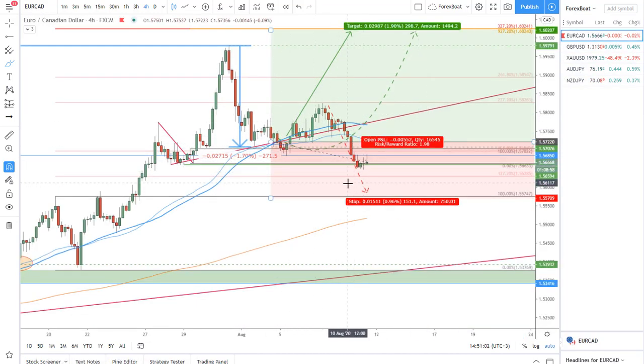And finally, the Euro Canadian dollar. This idea was invalidated because we had a stop loss at the break even. So zero risk here due to this rejection, as I have mentioned. And from what it seems, guys, we had pound Canadian, which broke to the downside, and we had Euro Canadian, which rejected the resistance. This brings me to the conclusion that the Canadian dollar is getting strong, and we will be trying to find an idea tomorrow on the Canadian dollar. So for now, it looks like the Canadian dollar is outperforming other fiat currencies.